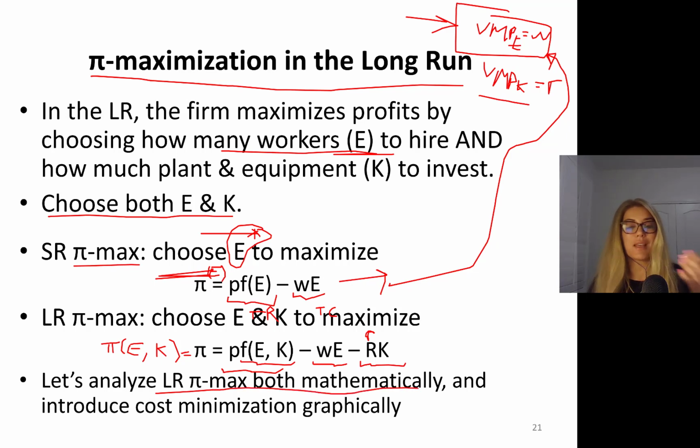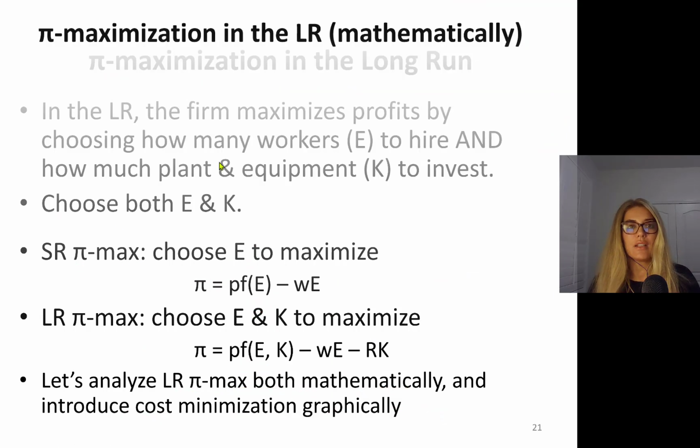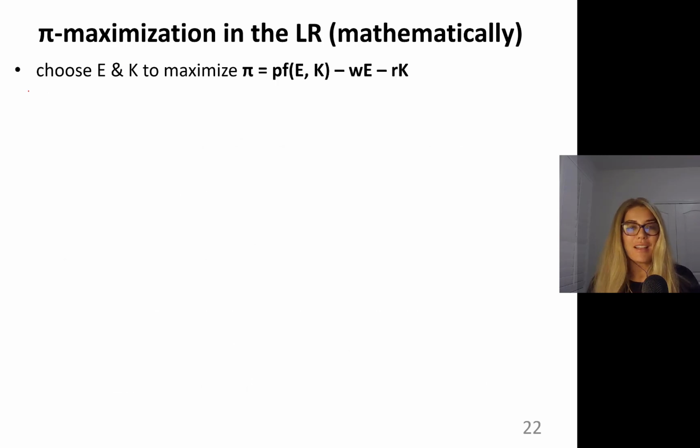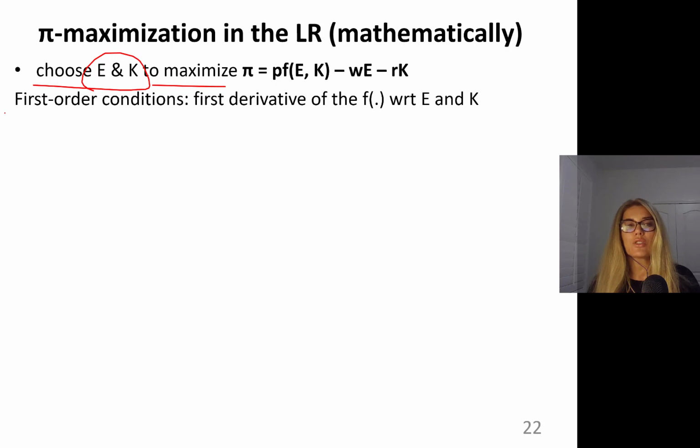Excuse that mistake, okay? So let's analyze long run profit maximization. Let's do it both mathematically. We did it actually for the short run. And also we will talk about this graphically, all right? So mathematically, we are going to choose both E and K to maximize employment and capital, to maximize this profit function. So you're going to take first derivative. We call these first order conditions in economics and math. First order conditions are first derivative of the production function with respect to E and K.